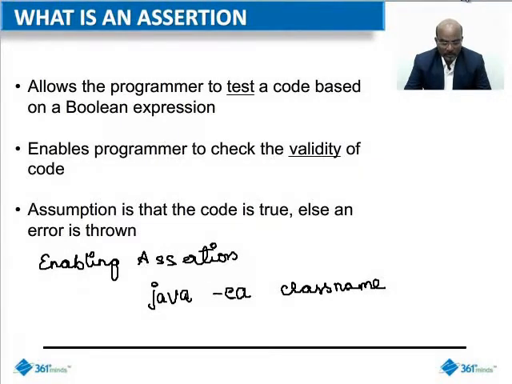Now, if there is an error, an error statement will be returned. But if the assertion is true, then no error is returned, and the program runs smoothly. So the user or the developer can very easily track the whereabouts of bugs in his program.